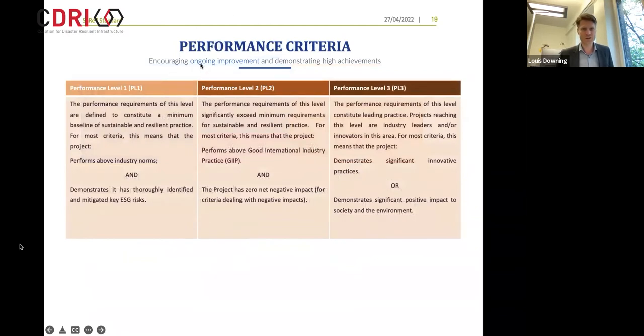Dipping into the performance criteria, each performance criteria has 3 levels of performance, which become progressively more sustainable, and typically progressively more difficult to achieve as well. Up at performance level 3, we can see it's demonstrating significant positive impact to society and the environment. It's typically going above and beyond the scope of the infrastructure. And level 1 is really just the baseline. So it demonstrates it's thoroughly identified and mitigated ESG risks, and it performs above industry norms typically.